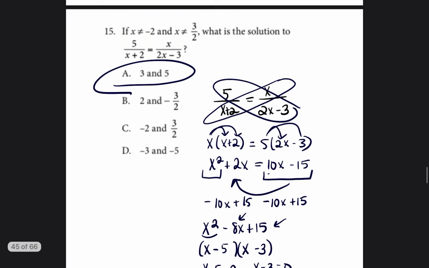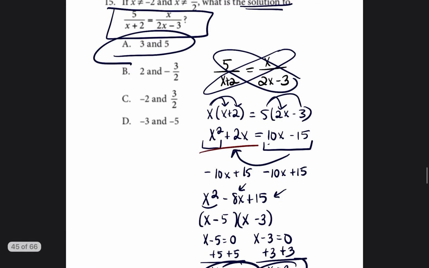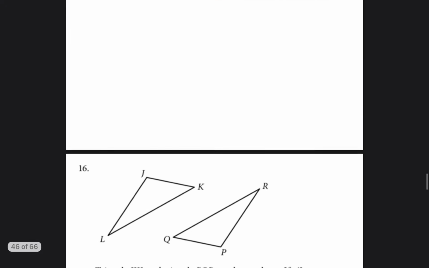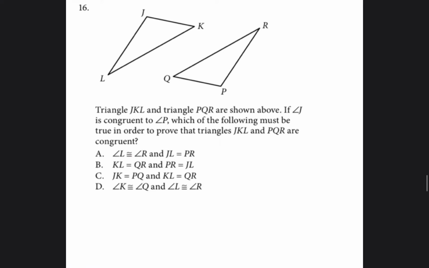So next time when you're taking your test and you see something like this and they're asking you to find the solution, all you have to do is cross multiply. Once you cross multiply, try to get all the information to one side. Go ahead and get it to be a trinomial. Factor the trinomial, set them both equal to 0, and you'll be able to figure out what the solutions are to the equation. All right, so let's go ahead and go to the next question, question number 16.